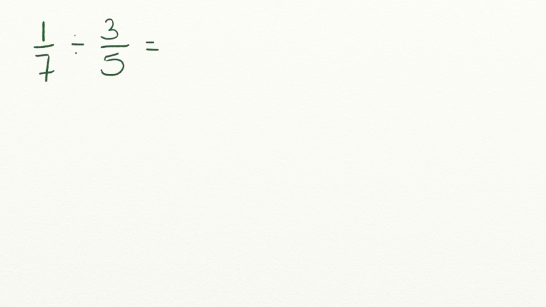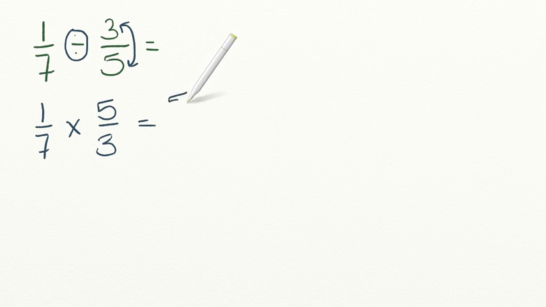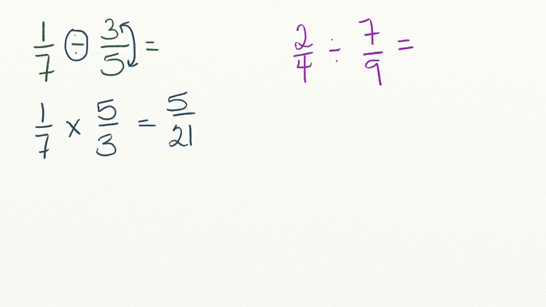Let's go ahead and try another practice problem together. Our first step when dividing 1/7 divided by 3/5 is to rewrite 1/7. Our second step is to find the inverse of division, which is multiplication. Our third step is to find the reciprocal of 3/5, which means we have to flip our fraction. And our final step is to multiply across. Now, it's important to remember that you always want to check to see if you can simplify this fraction if necessary. Let's try another problem together.